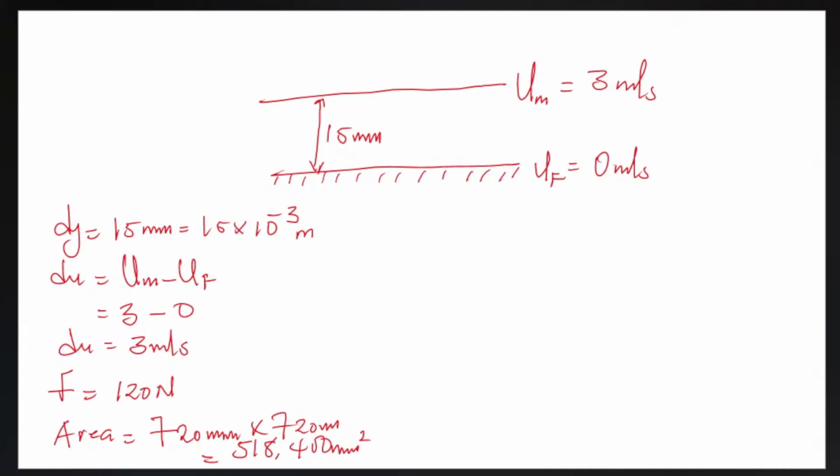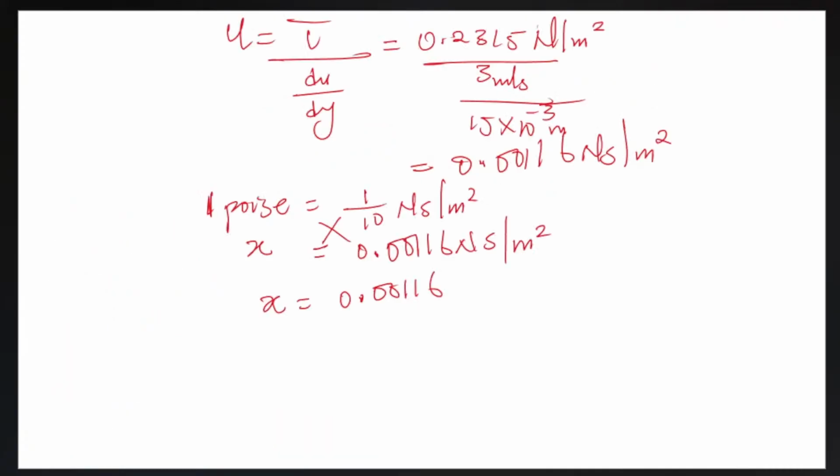So what we do is we cross multiply. Cross multiplying, we'll simply have that x will now be equal to 0.00116 Newton seconds per meter square multiplied by 1. If you multiply by 1, it still remains the same thing, but what will be added is poise. So you have poise here, right?